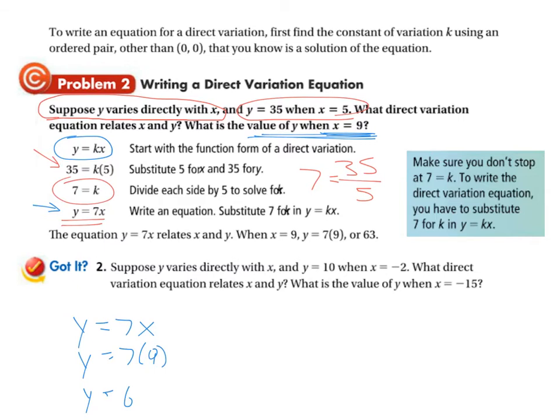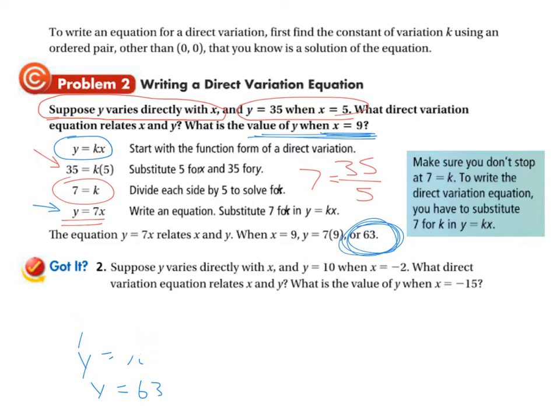And I don't know why that moves around like that, but if that's true, then y equals 63. And by the way, if you look, that's what they have right here. Awesome, we did it. So now you're going to try your got it problem.